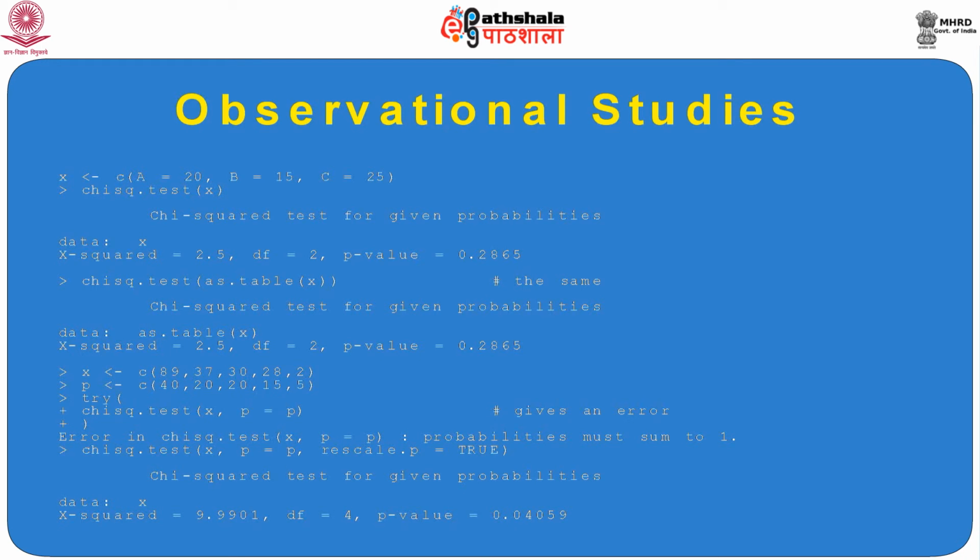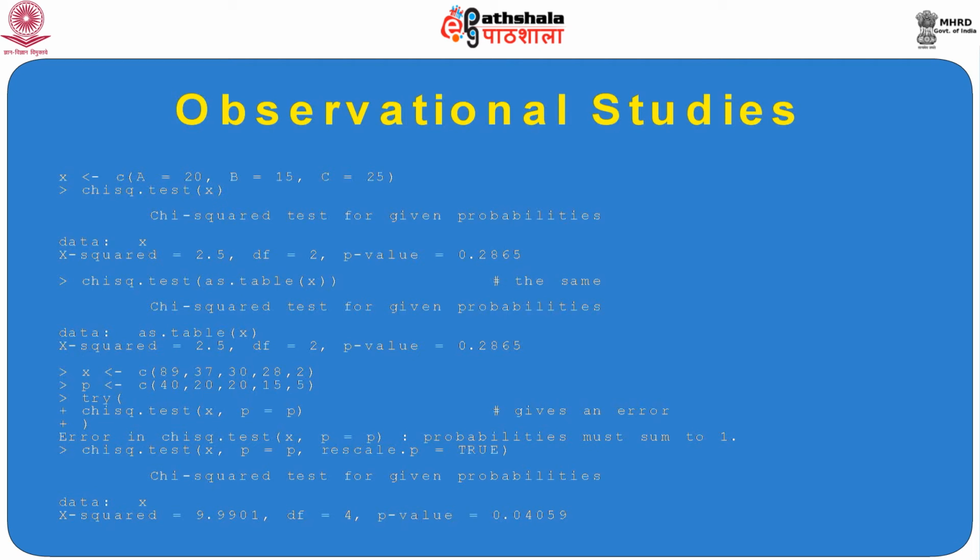That shows these proportions, that is the first proportion 40 out of 89, second proportion 20 out of 37, third proportion 20 out of 30, and 15 out of 28, have different probabilities of proportions, and that is coming as 0.04.